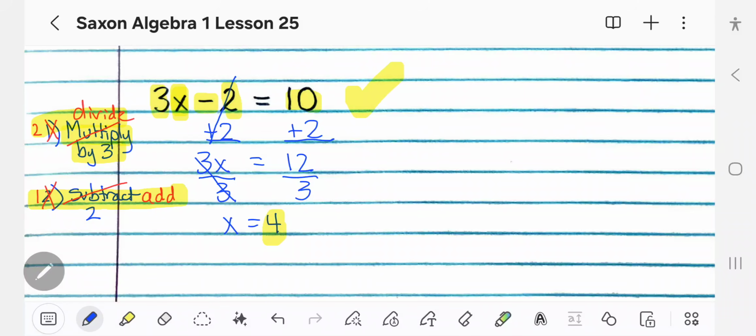So if you don't know what to do, you're going to think, what would I do if I knew this value? Well, I would have to multiply it by 3 and then subtract 2. So let's do the opposite and backwards. Let's add 2 and then divide by 3.